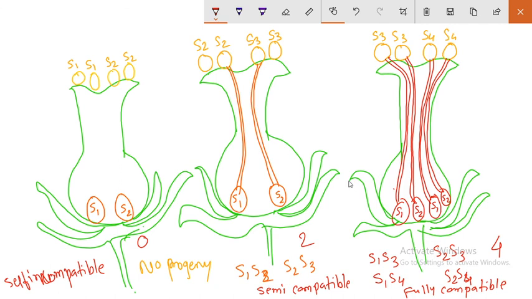So multiple allelism means that a single gene has more than two alleles. We have discussed three examples of multiple allelism. One is the ABO blood group system in human beings. The second is the eye color in Drosophila. And the third is self-incompatibility in tobacco or Nicotiana. I hope you got the points. Thank you very much.